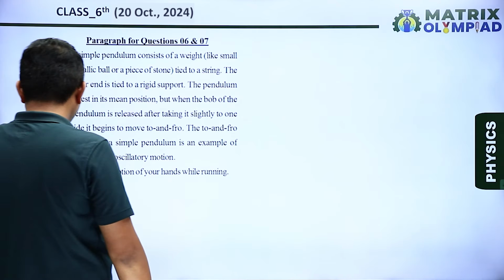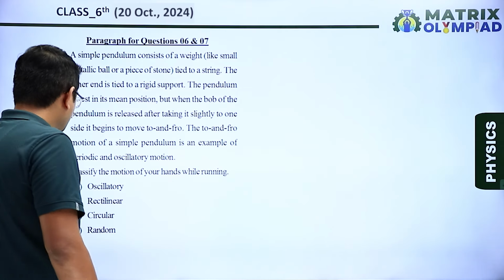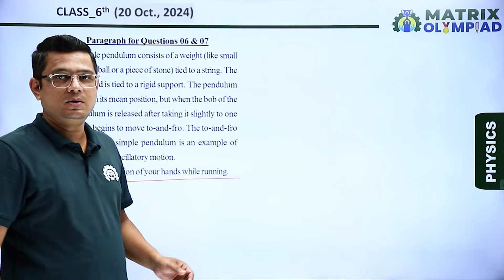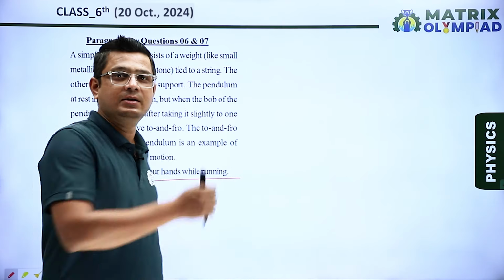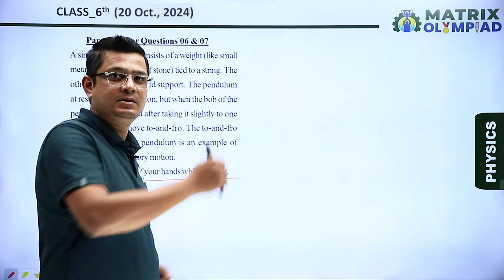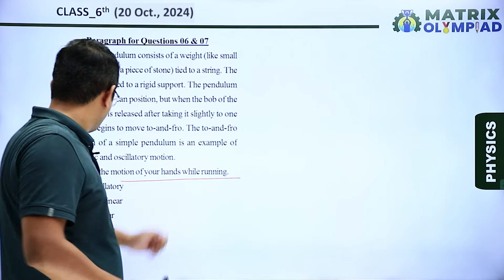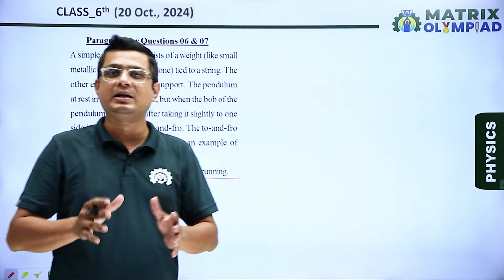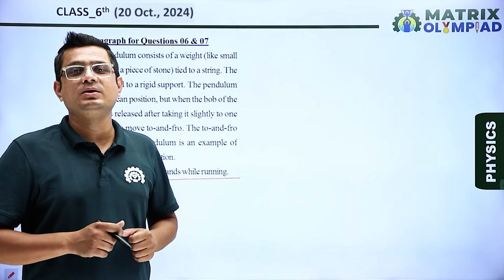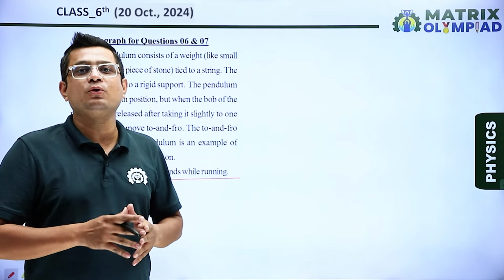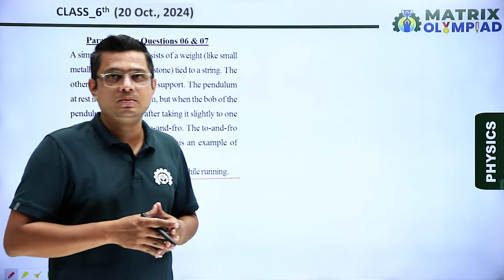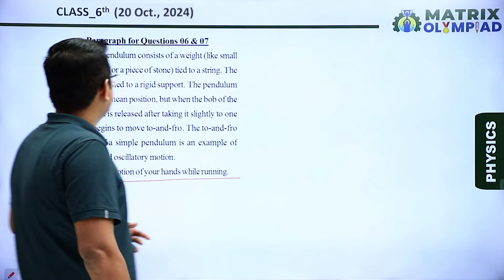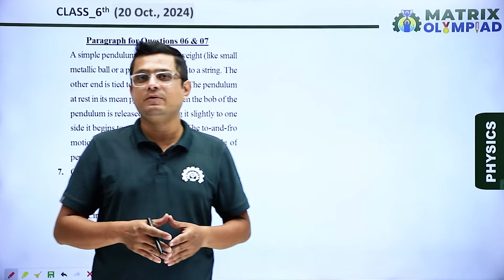Question number 7. Classify the motion of your hands while running. Generally when we are running, the motion of our hands is a type of oscillatory motion. What is oscillatory motion? Oscillatory motion is a special type of periodic motion. In this motion, the body moves to and fro about a mean position. So option A is our correct answer. So we have discussed all the questions of the physics subject.